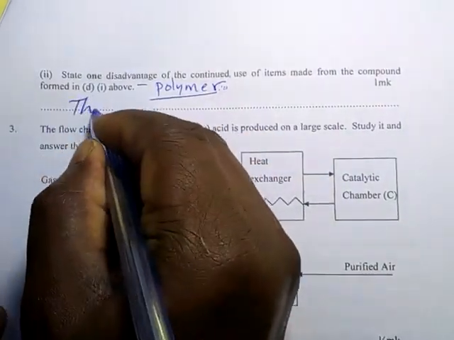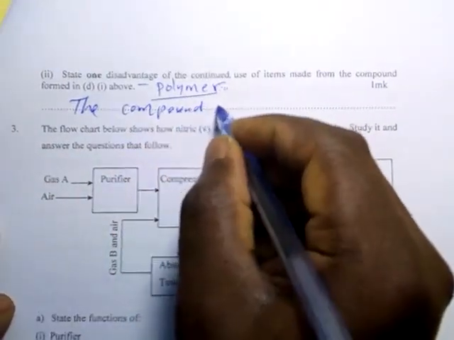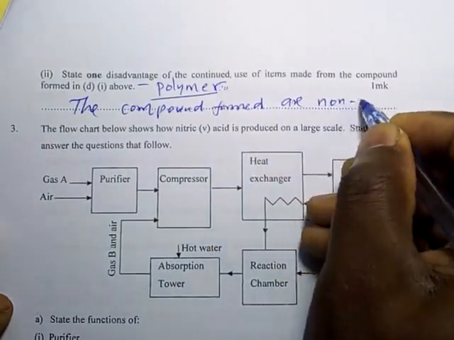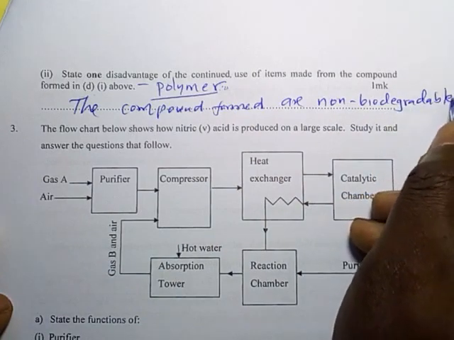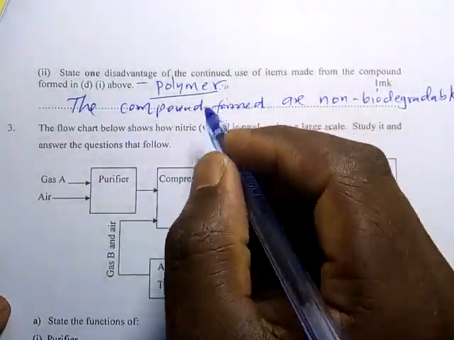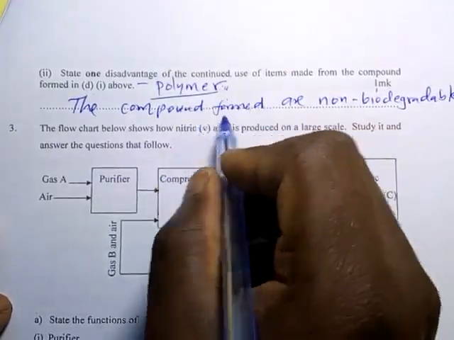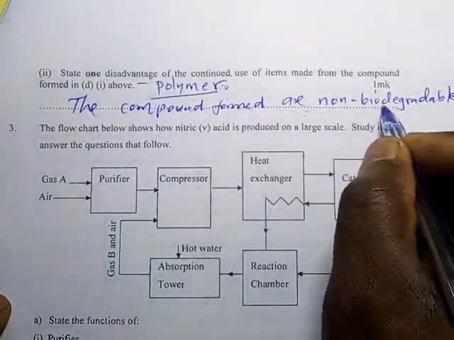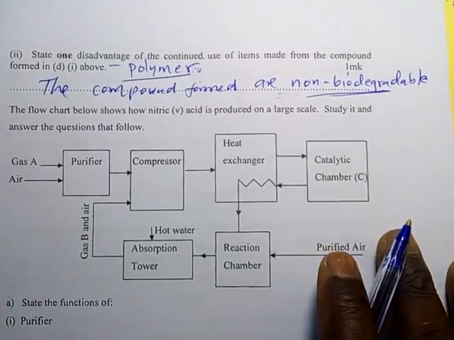So you say the compounds formed are non-biodegradable. They don't decompose. Polythene papers, polythene things, that's why polythene papers were banned, because they don't decompose. Therefore, continued use of these polymer items is going to pollute the environment, because the compounds don't disintegrate. They are non-biodegradable.